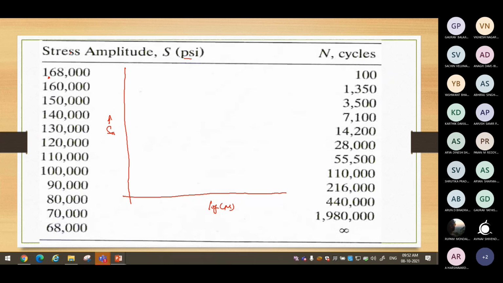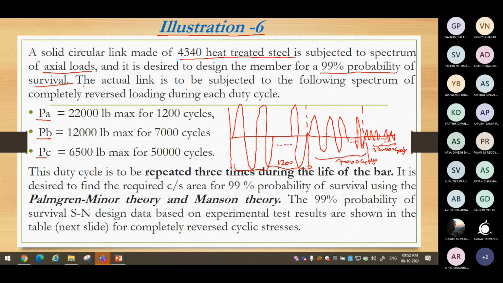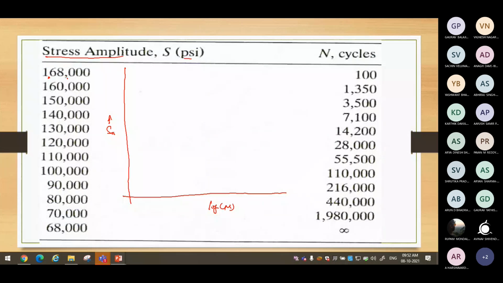Important factor to note is the values given here are the stress amplitude. But what is given in the problem here? Here we have been provided with load. Please remember this. This is load what is given. The SN diagram is plotted stress versus number of cycles. That means to find out when you apply 22,000 pound of load, how much is corresponding stress, and then you can calculate and put it here.